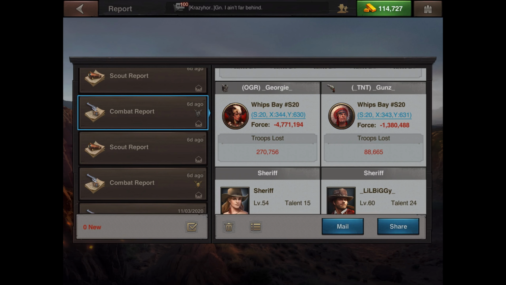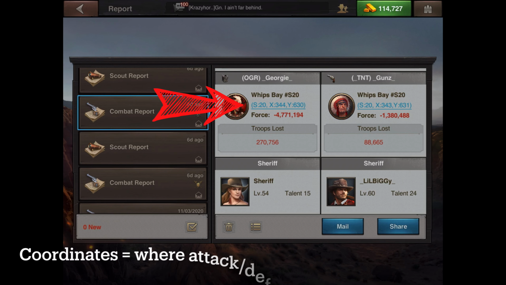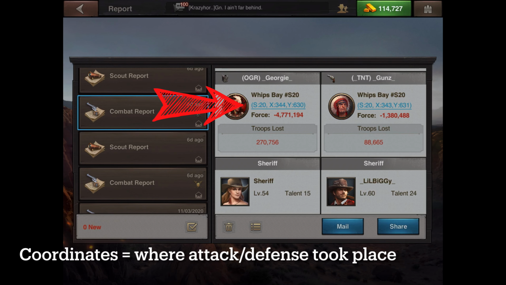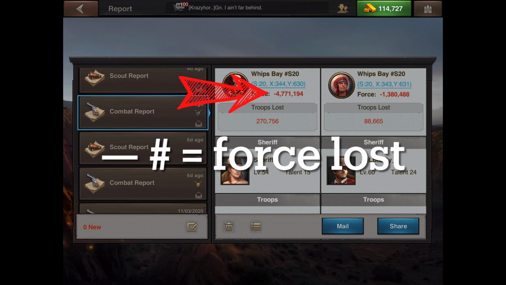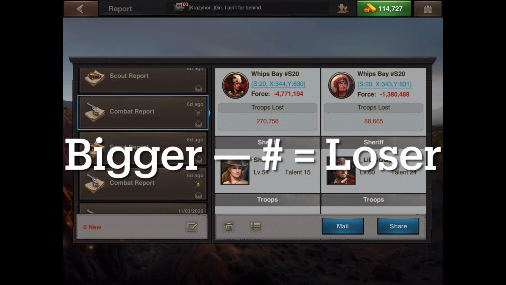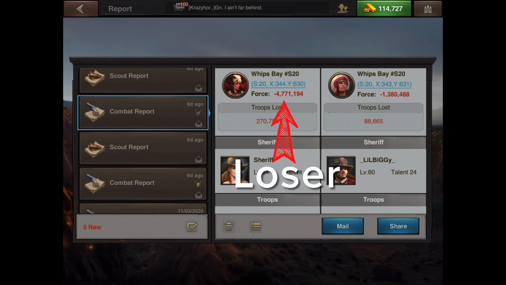All right. Now this will show who's fighting against who, their location in the state, and so on. But when you look at the negative number of force, that's how much force was lost. Whichever number is larger is the loser. Simple as that. So in this case, I'm the loser. I lost this attack.